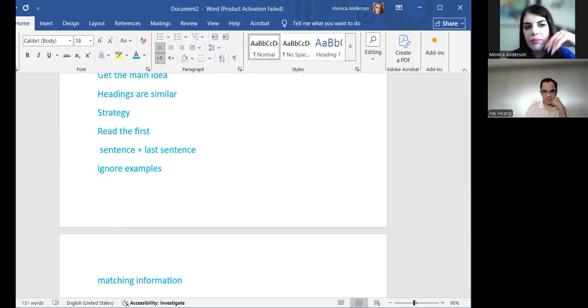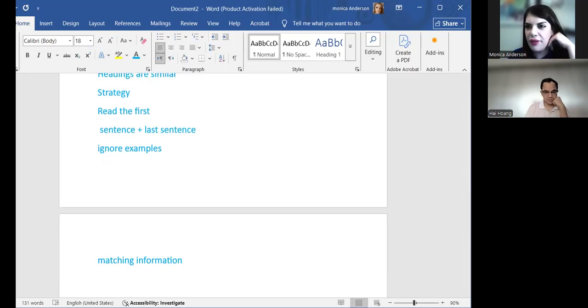Number four is one type, and this is five, matching information. You need to first find which paragraph contains information like this. It's about detail, not main idea. For example, whether this paragraph contains the information or not. And then we have number six, matching features. We will practice all of them one by one, so don't worry.